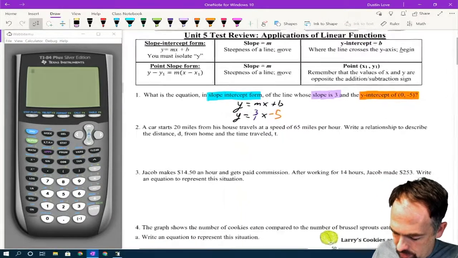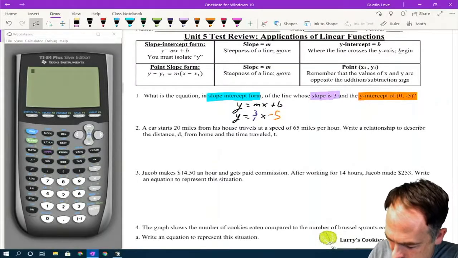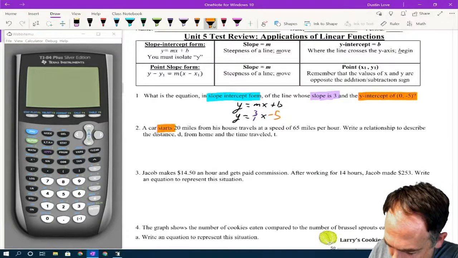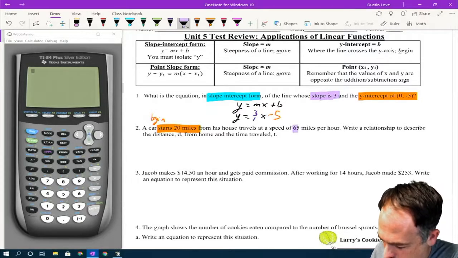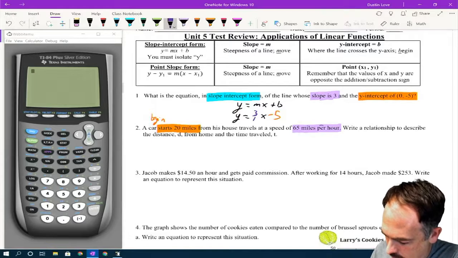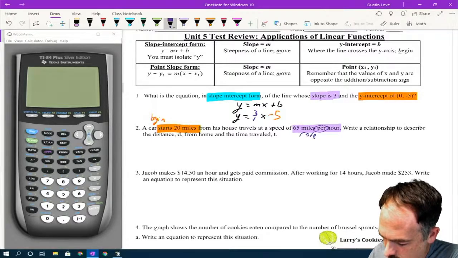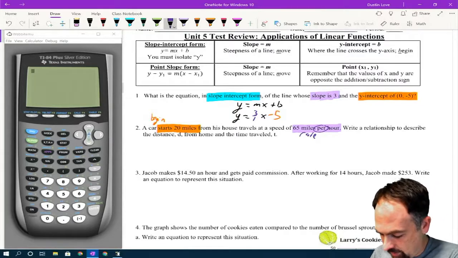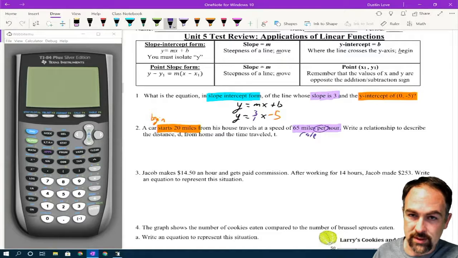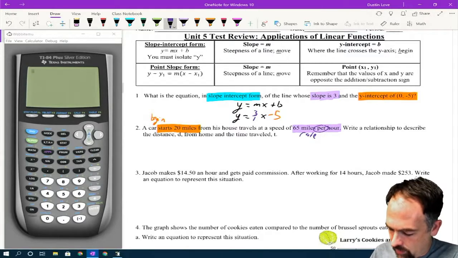All right, number 2, a car starts 20 miles from his house. Now, when I see this starts 20 miles from the house, that tells me that is a starting point or a beginning value, and travels at a speed of 65 miles per hour. Again, that word per there tells me that that is a rate or a slope. Write a relationship to describe the distance d from the home traveled at time traveled t. So when it gives us variables like this, we're not going to be using x and y. We're going to be using, in this case, d and t.